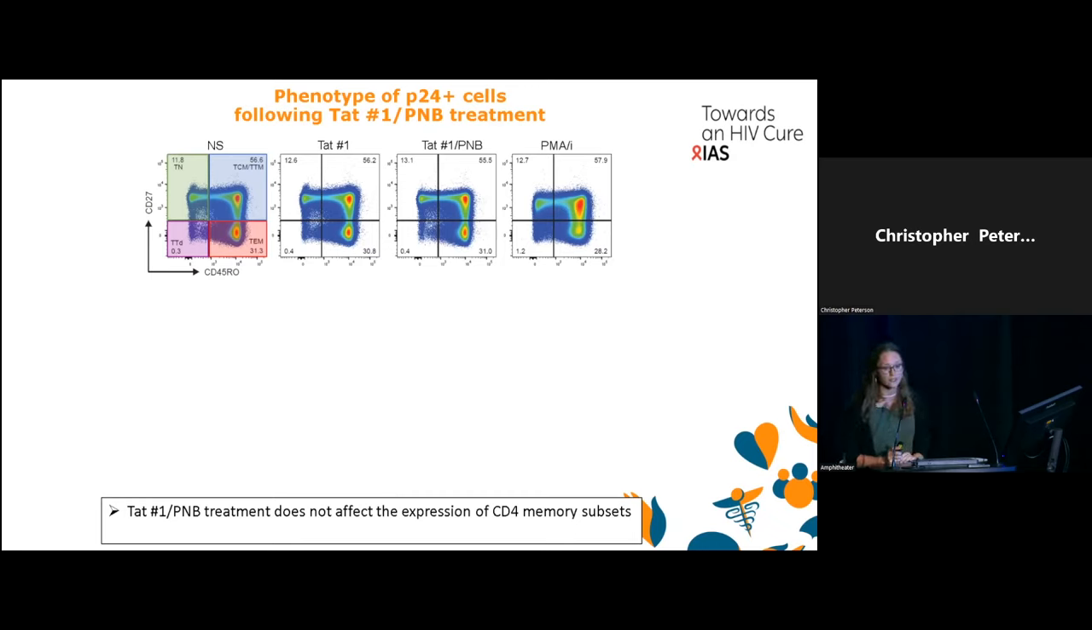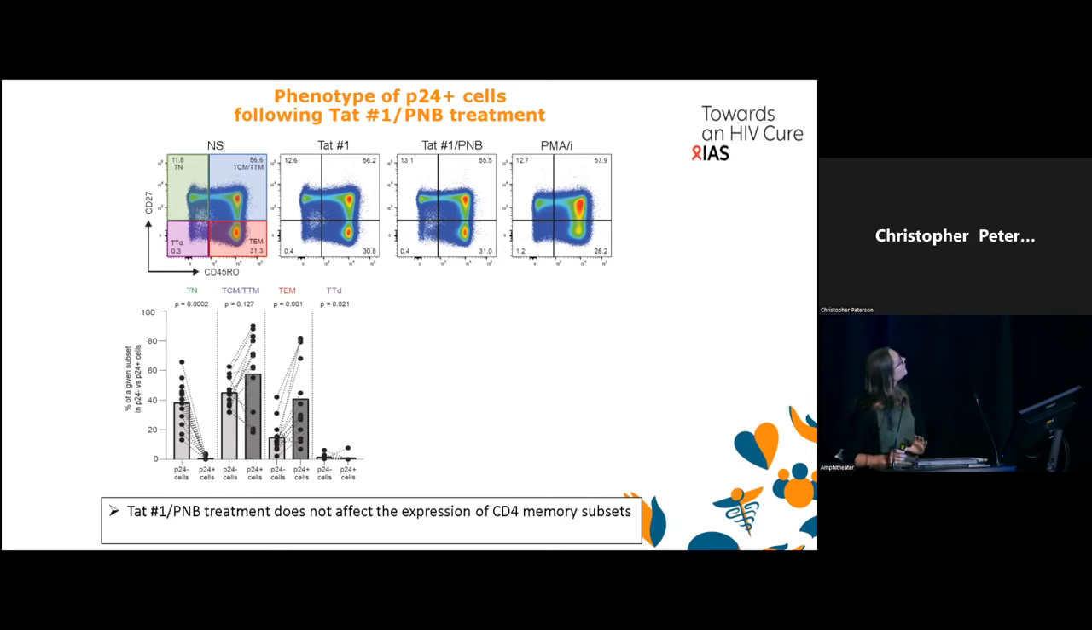So when you stimulate with the TAT compound alone or in combination with panobinostat, again, you can preserve the expression of these two markers. With PMA ionomycin, you can also relatively preserve the expression of those two markers, although it's not as good as the TAT compound alone or in combination with panobinostat. So we first compared the percentage of each of those subsets in the P24 negative cells versus the P24 positive cells following latency reversal with TAT-EL2 plus panobinostat. And what you can see is that almost none of the P24 positive cells had a naive or a terminally differentiated phenotype, which is actually what we expect. But there was a real enrichment of P24 positive cells in the effector memory fraction. And that was also shown in the past for the PMA ionomycin stimulation. So that was quite expected.